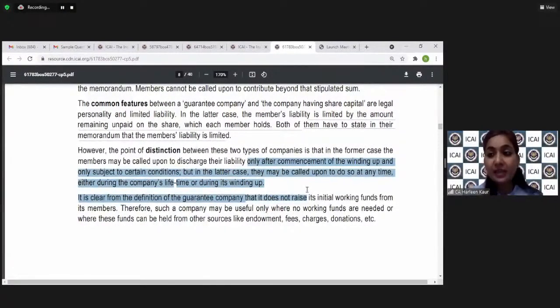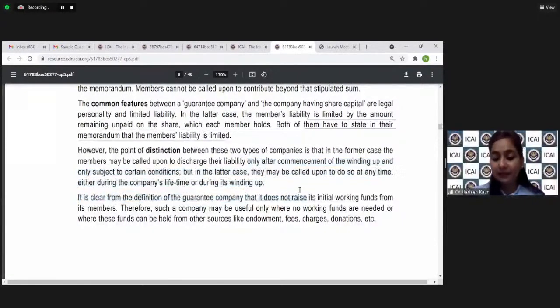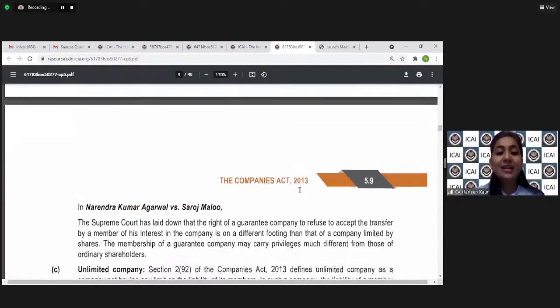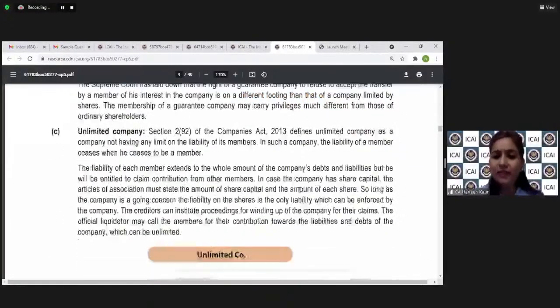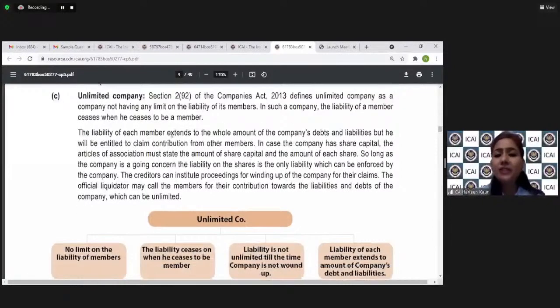If ABC Limited is a company limited by guarantee, you can only ask ABC to pay the amount at the time of winding up, and only up to the amount that they have given the guarantee, not beyond that. Simple. Clear? And last is the unlimited company. It says unlimited company, you know very well, means liability extends to the whole of the assets of the company and the liability has to be paid.